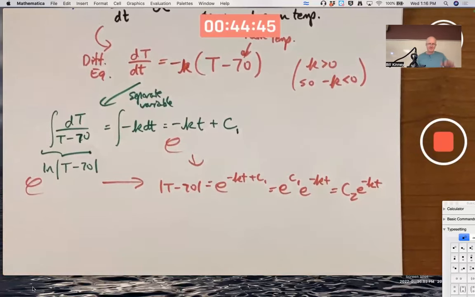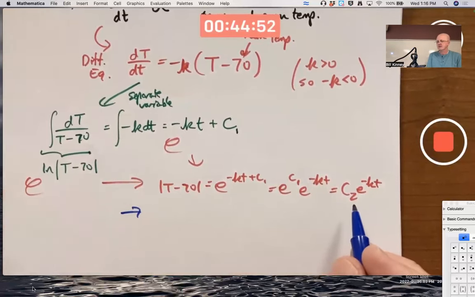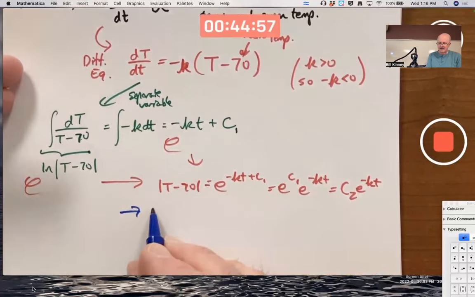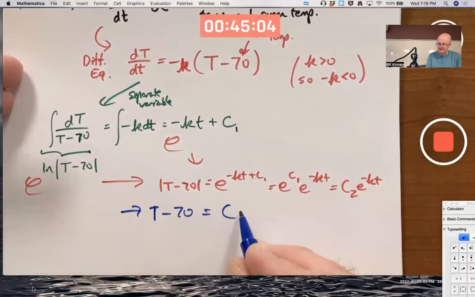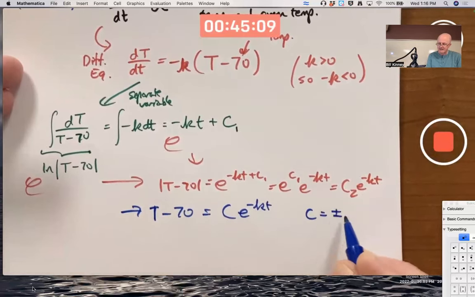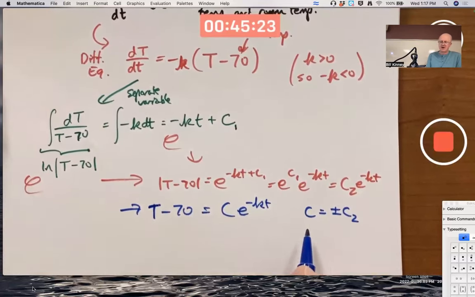And then you could give a pseudo justification for getting rid of the absolute value signs by saying, you know, here C2 is positive because e to the C1 is positive. If I get rid of the absolute value signs, then the constant could be positive or negative. I could call it C3. I think I'm just going to call it C. C e to the negative kt. You might say where C is plus or minus C2. That does seem to exclude the case, though, where C is 0. But C is 0 does work still.